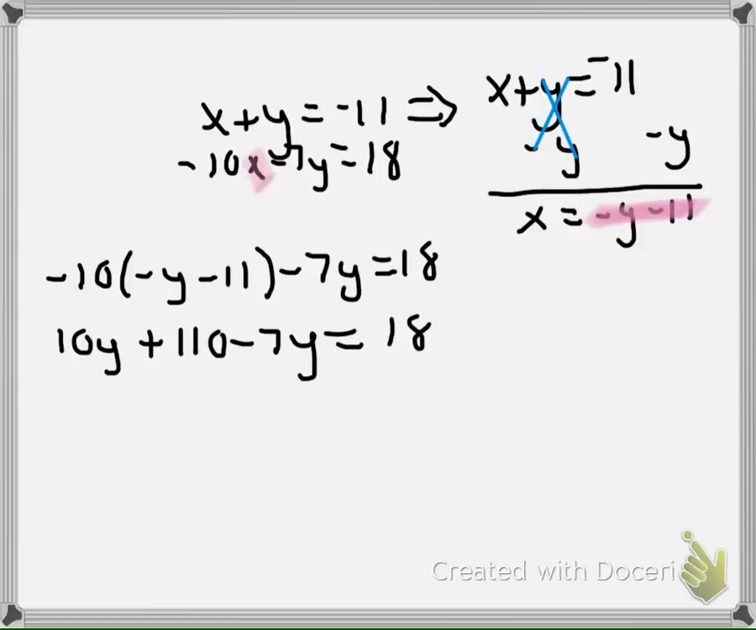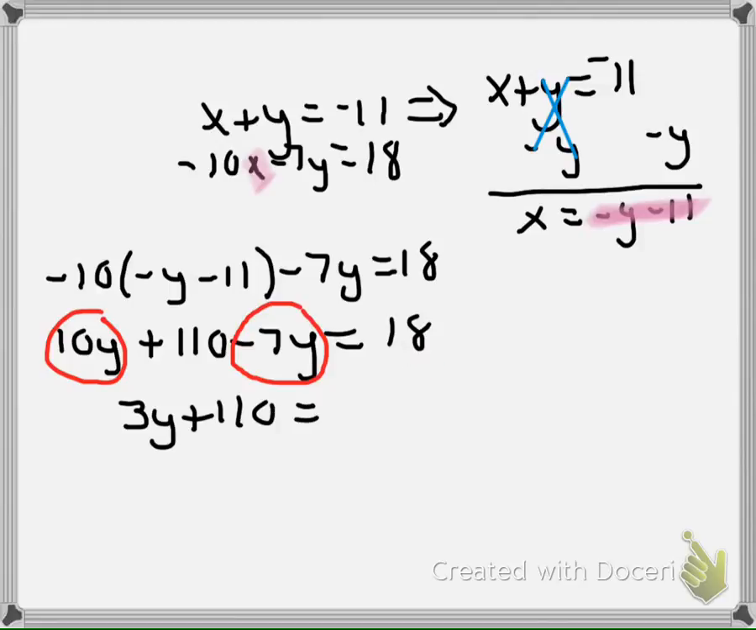Now I'm going to combine like terms, and the terms that are like terms are this and this. Remember that subtracting 7y is the same thing as adding negative 7y, so I can put these together. So I'm going to put 10y together with negative 7y, and that's going to end up giving me positive 3y. So now I have 3y. I'm going to copy this down along with the equals 18.